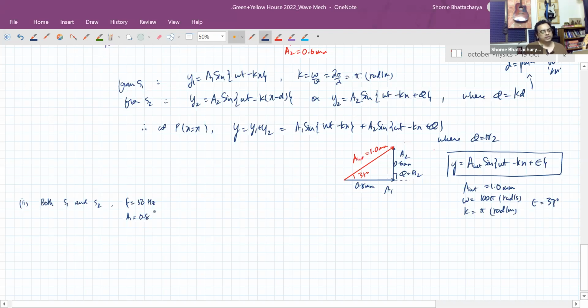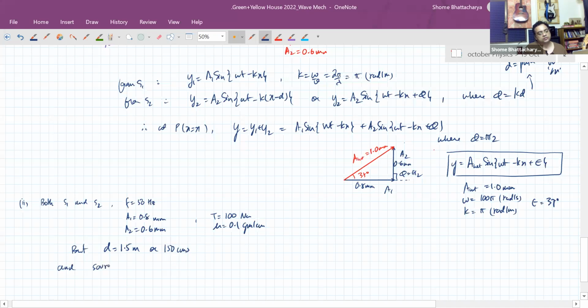Now, second part. Both S1 and S2 again have a common frequency and amplitudes like this, and the same thing: tension in the string is 100 newtons, linear mass density is 0.1 gram per centimeter. All these are the same, but now d is 1.5 meters or 150 centimeters.